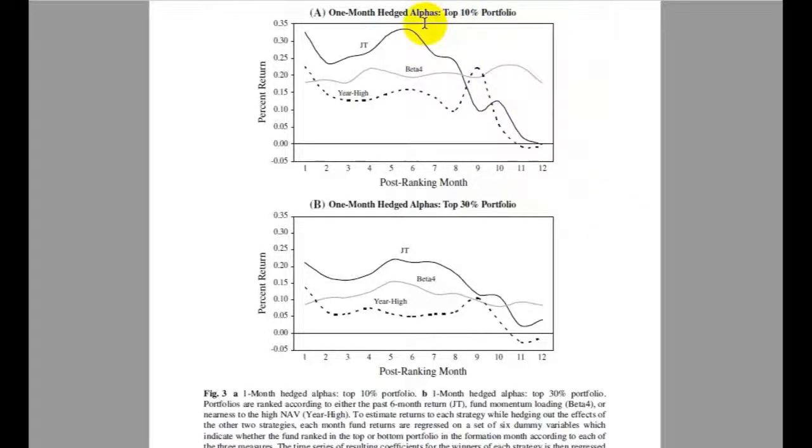So looking at the 10% here, the first thing we see is that the Jagadish-Titman strategy overtakes the others initially, but they all seem to converge at the 9-month period. The factor loading strategy, here the beta 4, seems to be the lowest return initially, but soon overtakes the others by the 12th month and is generally the most consistent one over any holding period.